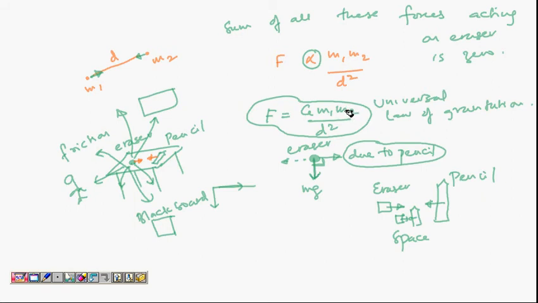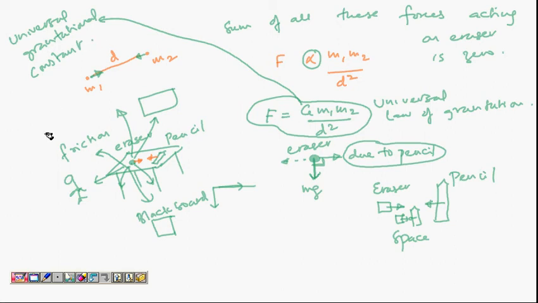Okay, m1 attracts m2 and m2 also attracts m1 with a force which can be calculated using this formula, G m1 m2 by d square. G here is called the universal gravitational constant. Its value is 6.67 into 10 power minus 11.